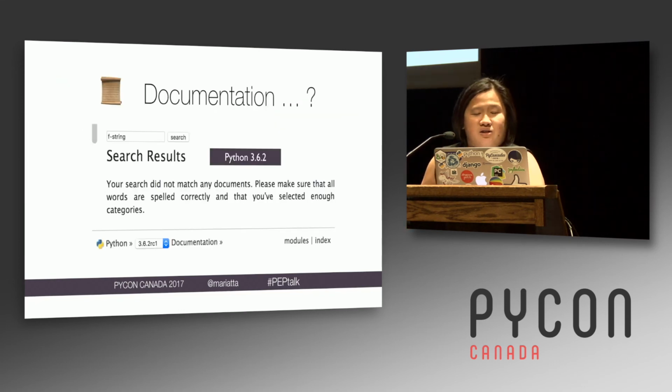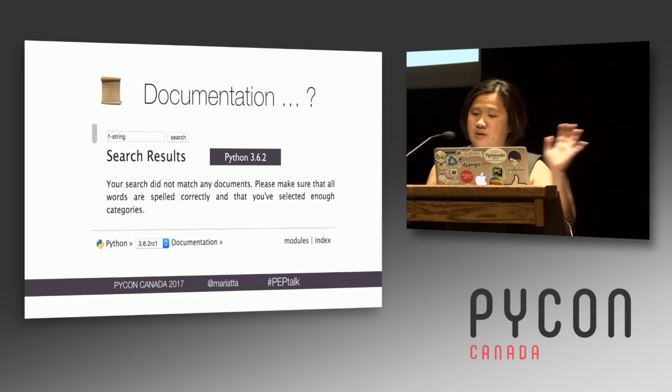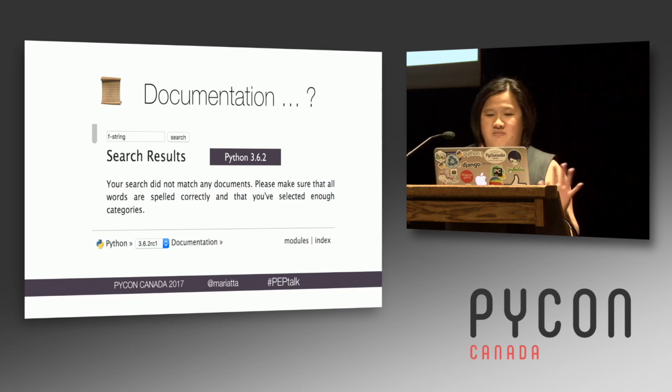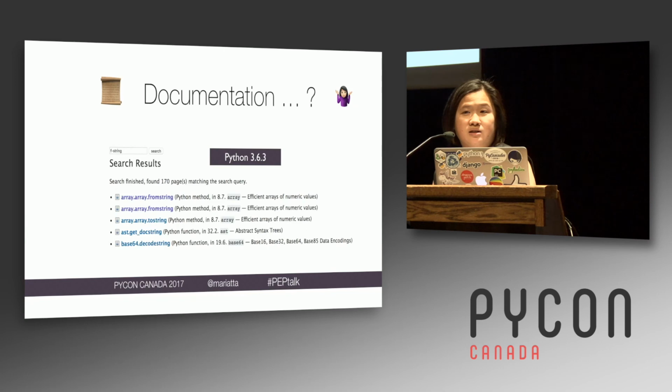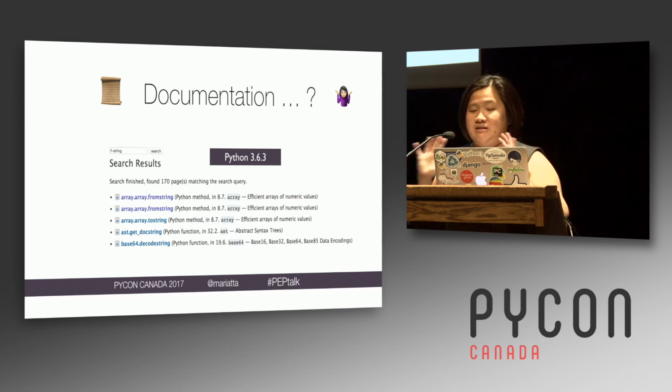Finding the documentation was tricky. Ever since it was out until Python 3.6.2, you cannot search for it. You put f-string in Python docs, nothing shows up. Now we're in Python 3.6.3. You put f-string there and there are 170 results. They're not the documentation for f-strings. So searching does not work.